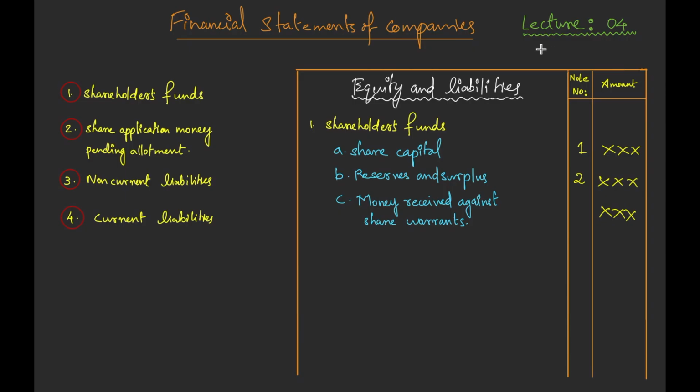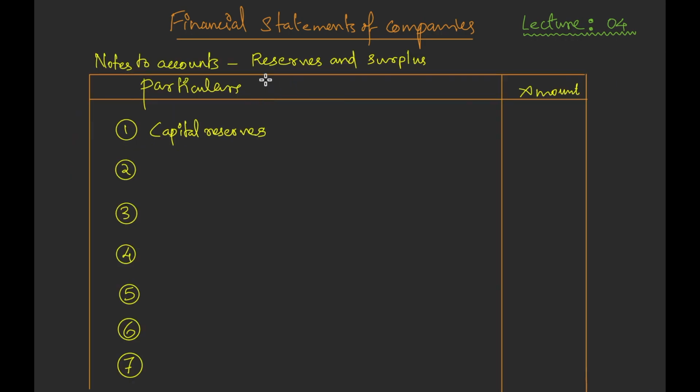This is the fourth lecture of the chapter Financial Statements of Companies. In this lecture, we will discuss what all details we should disclose under reserves and surplus in the notes to accounts.